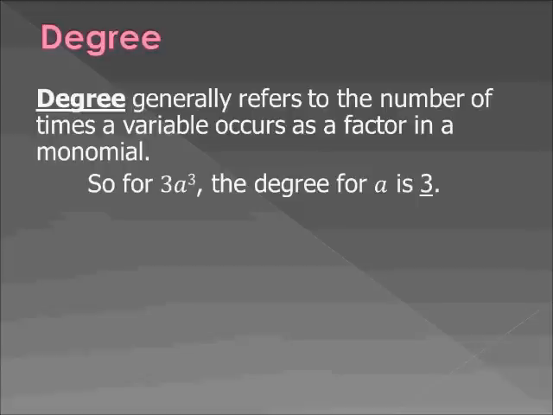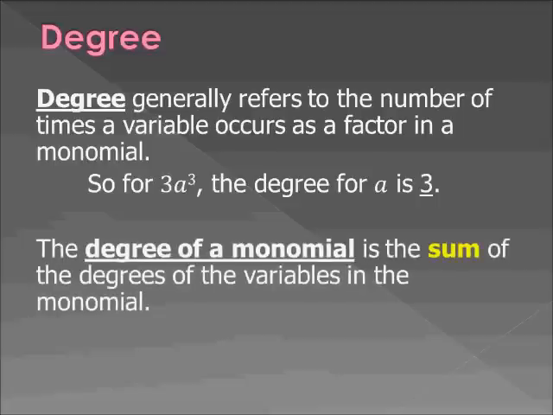Degree generally refers to the number of times a variable occurs as a factor in a monomial. So a monomial, as you can see, is a constant, a variable, or a product of a constant and one or more variables. So, for example, in the monomial 3a cubed, the degree for a is 3. The degree of a monomial is the sum of the degrees of the variables in the monomial.